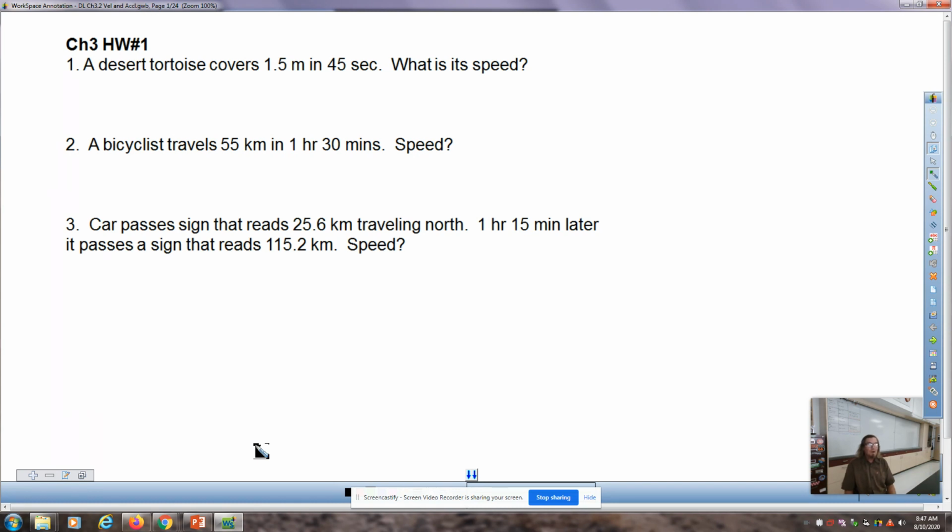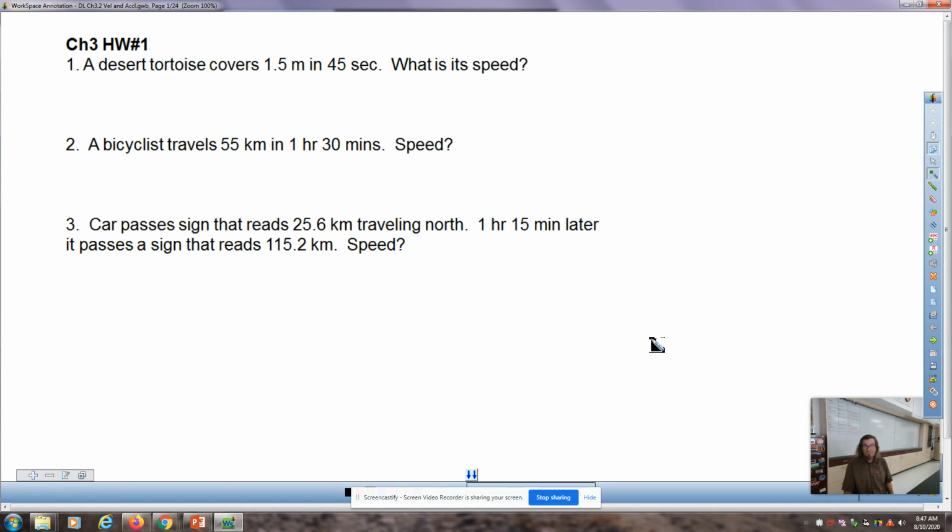You had 4 homework questions, 3 of them dealing with distance equals velocity times time, and then 1 of them dealing with the metric conversions. In these first 3 questions here, of course, when you see this on a test, it doesn't necessarily say that it's a distance equals velocity times time question.